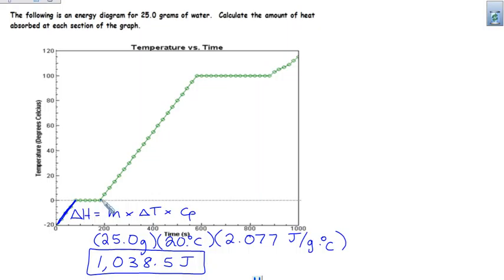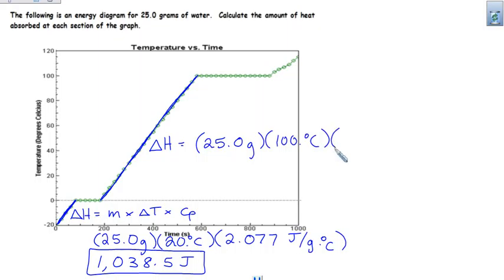I can also use this equation throughout the liquid phase. So this middle section of the graph, same deal. Delta H is mass. It's still 25 grams. My temperature change is 100 minus 0, a 100 degree temperature change. And then I need the specific heat of water in the liquid phase. And I look it up on a chart, and it's 4.18 joules per gram degree Celsius.